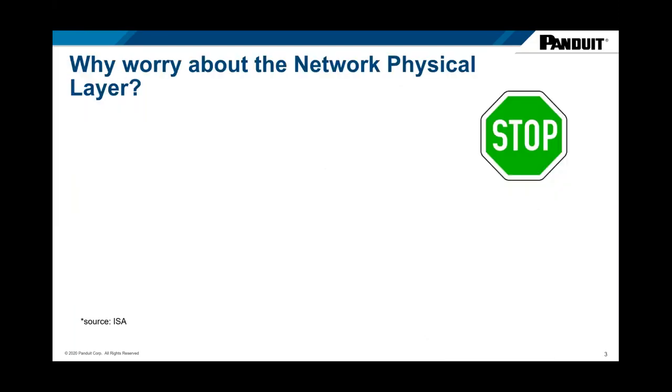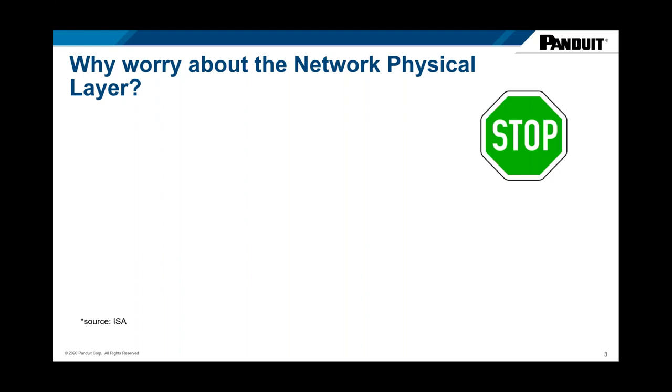All right, so why should you worry about the network physical layer? Sometimes we see that green light on the network switch, and the assumption is that we are good to go. We assume that light means we have Cat 5e or Cat 6a or gigabit performance when we need it. Our message to you today is to stop when you see that green light, don't go, and really evaluate: do you really have that level of performance? Here are some factors to consider.